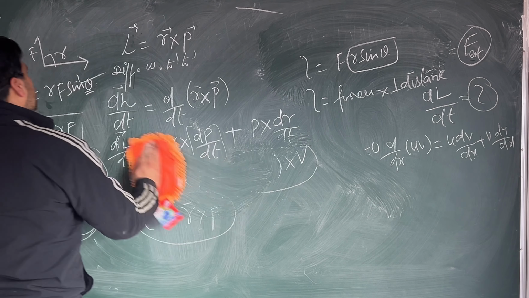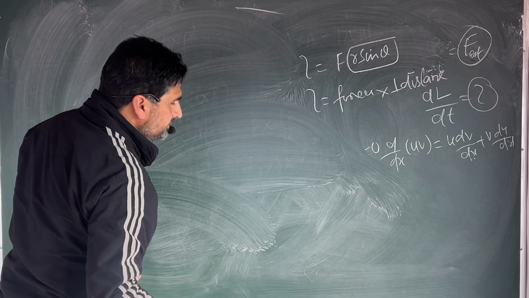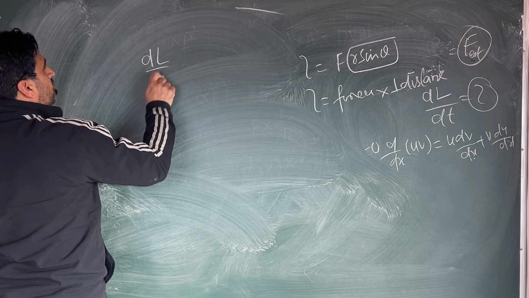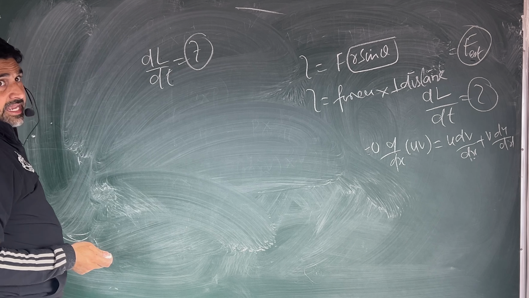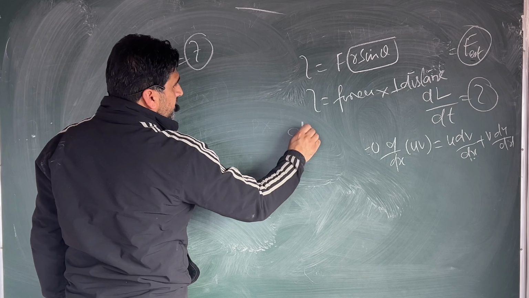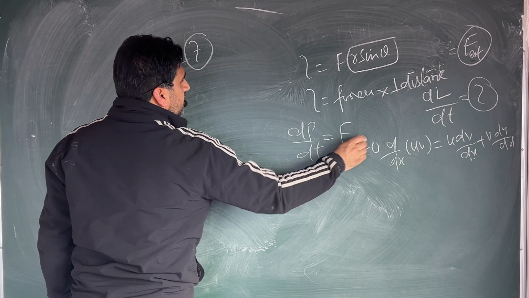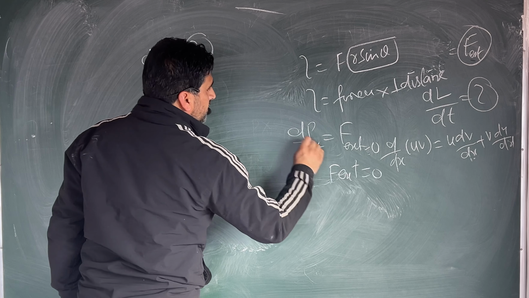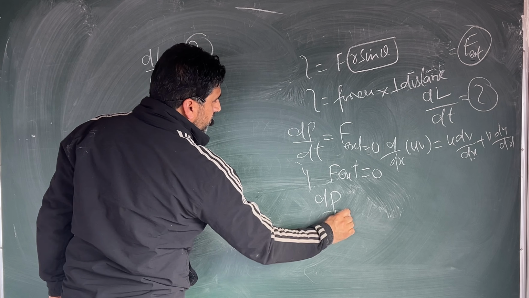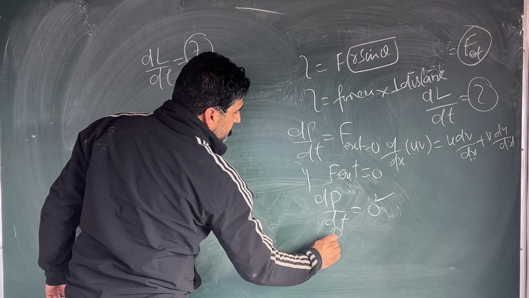So again, the change in angular momentum gives torque. Change in angular momentum gives torque, so torque is like an external force. As I said, dp by dt is equal to F external. If F external is equal to 0, then dp by dt is equal to 0, and the differentiation of p is 0 only when p is constant.